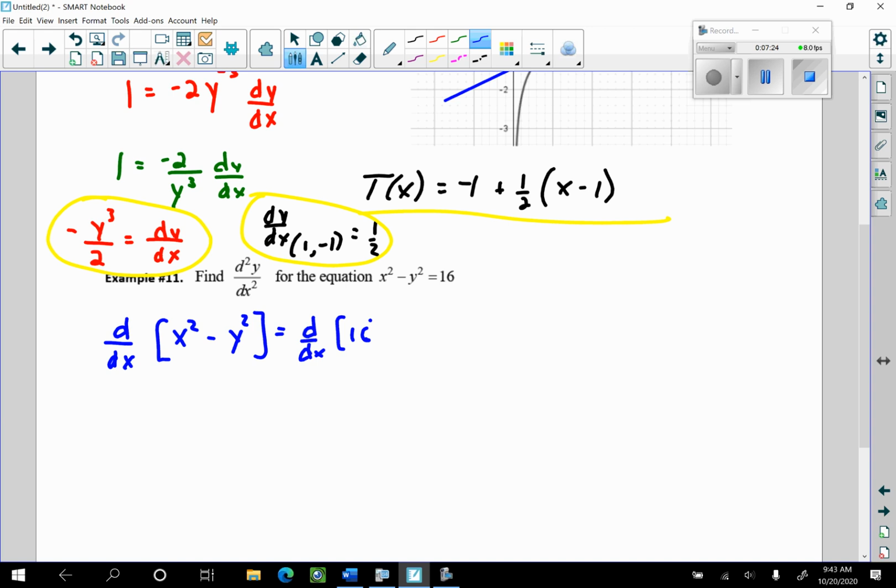The derivative of 16 is 0. The derivative here is going to be 2x minus 2y dy dx. It's amazing how many times we differentiated y squared with respect to x just in these notes. That is equal to 0. So I'm going to now solve for dy dx.